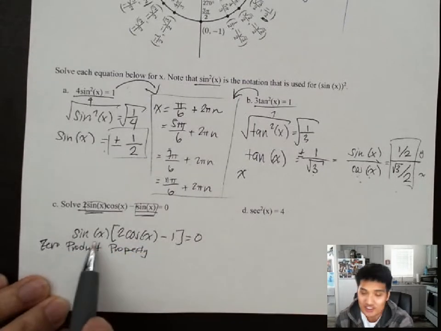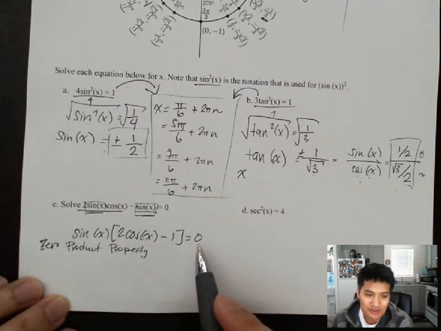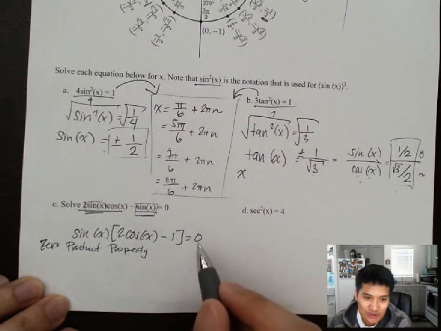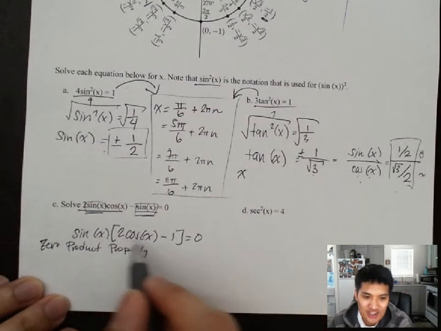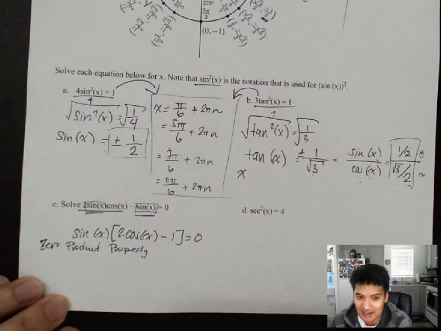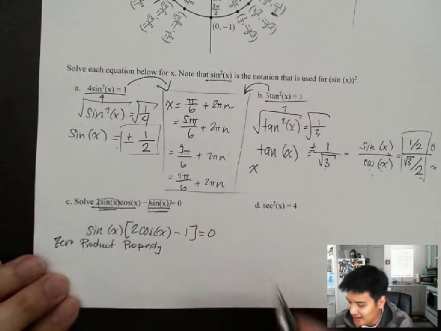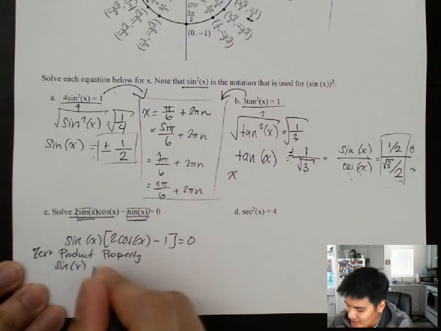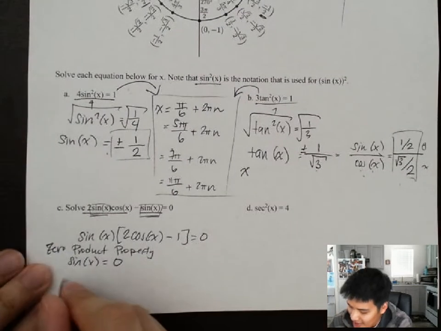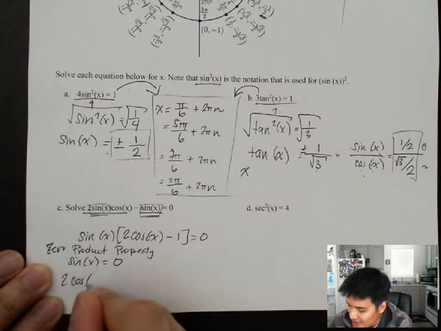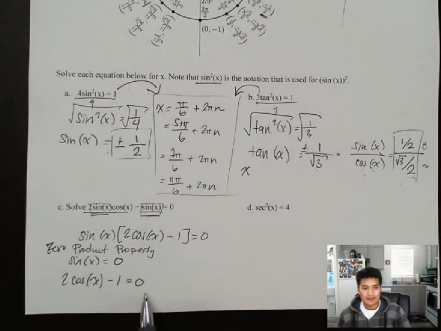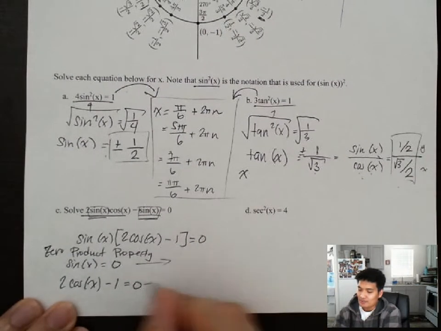Because I have 2 factors being multiplied together and they equal 0, that means sine x could be 0 to make this true, or 2 cosine x minus 1 can equal 0 to make this true. So essentially, I split this up into 2 equations. I have sine x equal to 0, and then I have 2 cosine x minus 1 is equal to 0. Now I just need to solve for both of them.